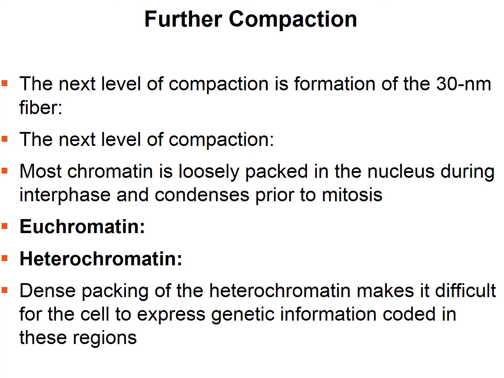Most chromatin is loosely packed in the nucleus during interphase and condenses prior to mitosis. Chromatin can vary in how tightly it's packed together. Euchromatin is what we call chromatin when it's loosely packed together. Heterochromatin is what we call chromatin when it's tightly packed together. The dense packing of the heterochromatin makes it difficult for the cell to express genetic information that is coded in these regions.